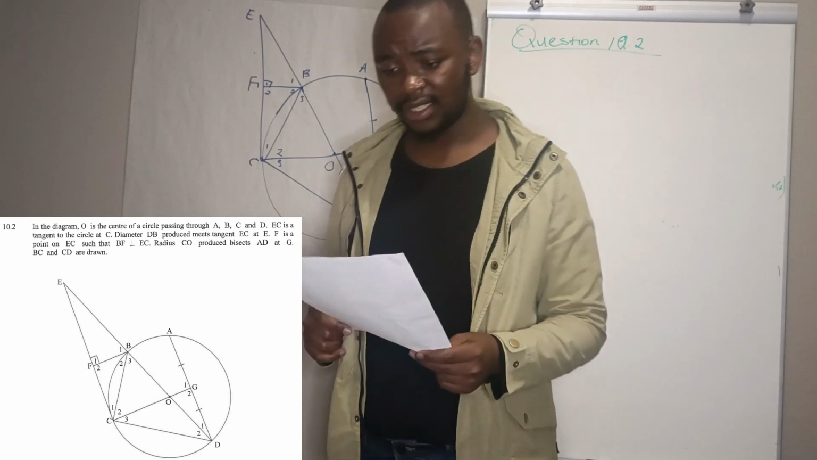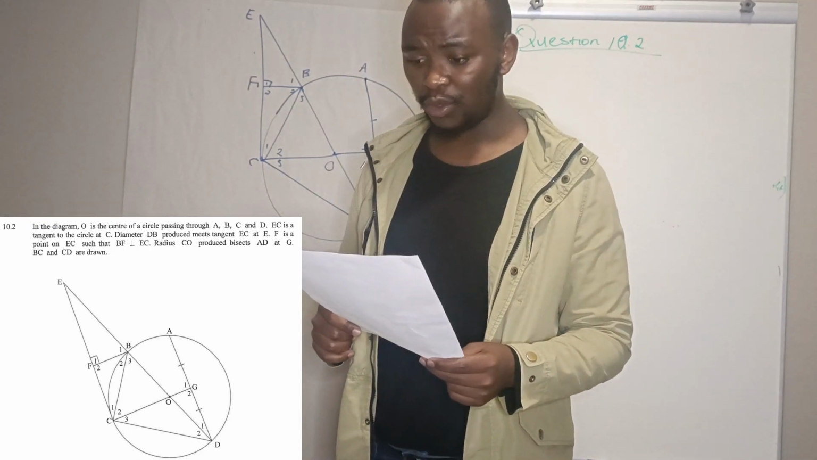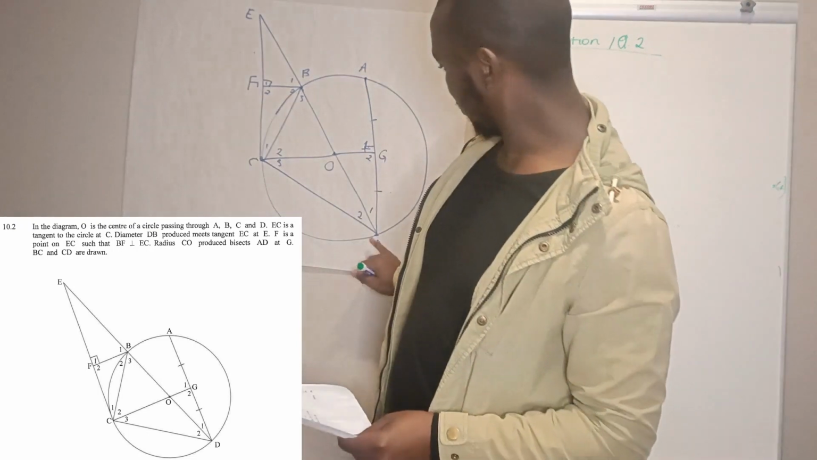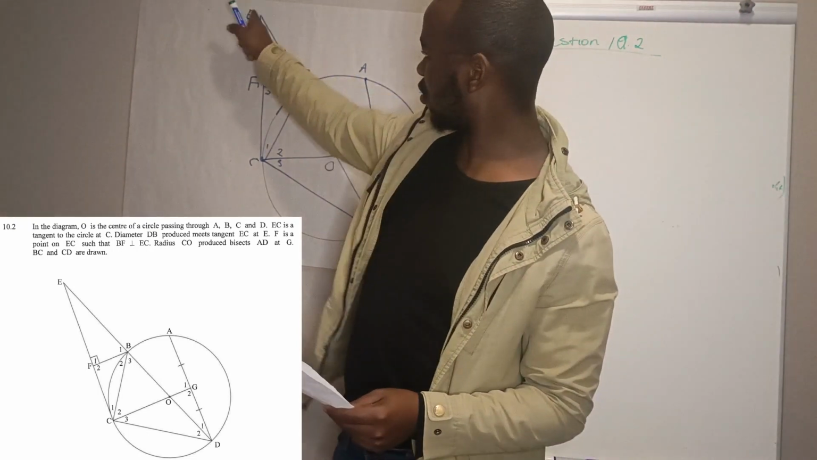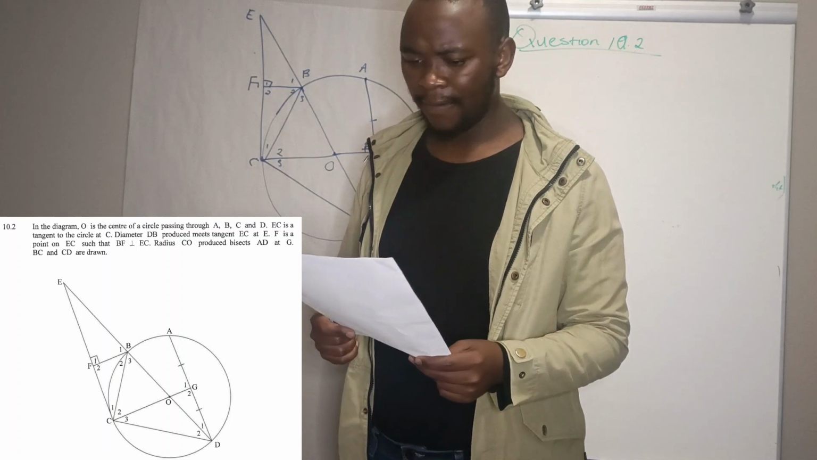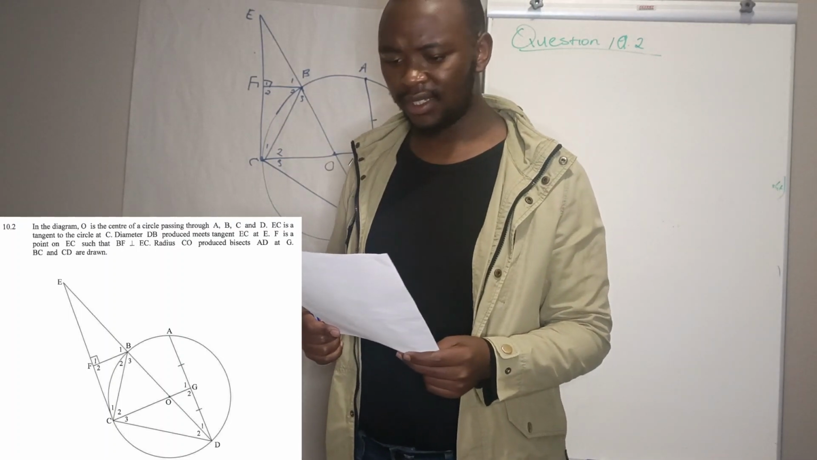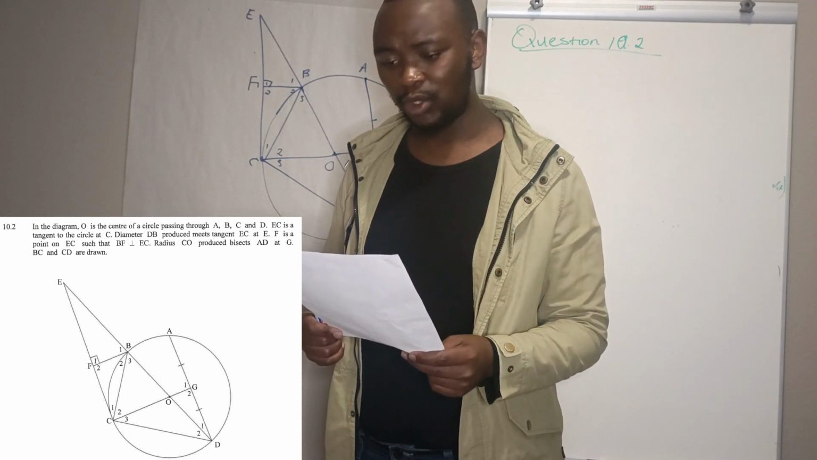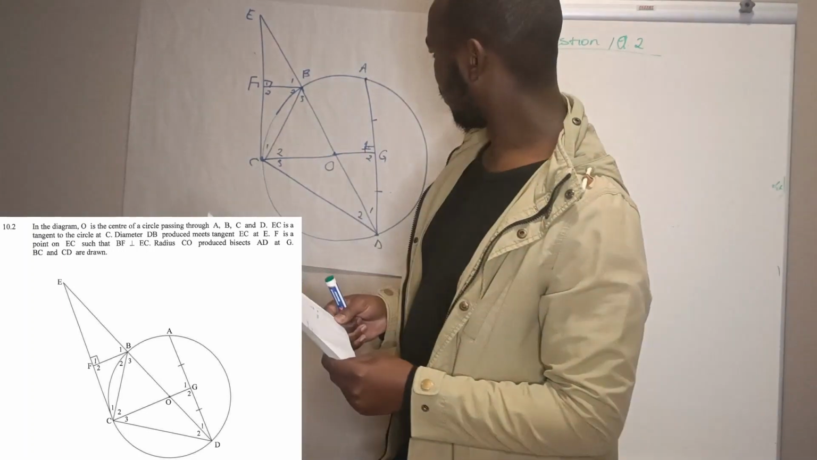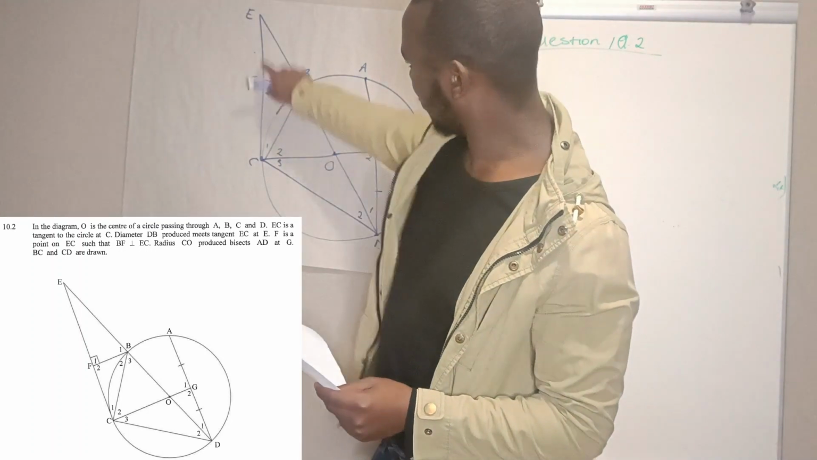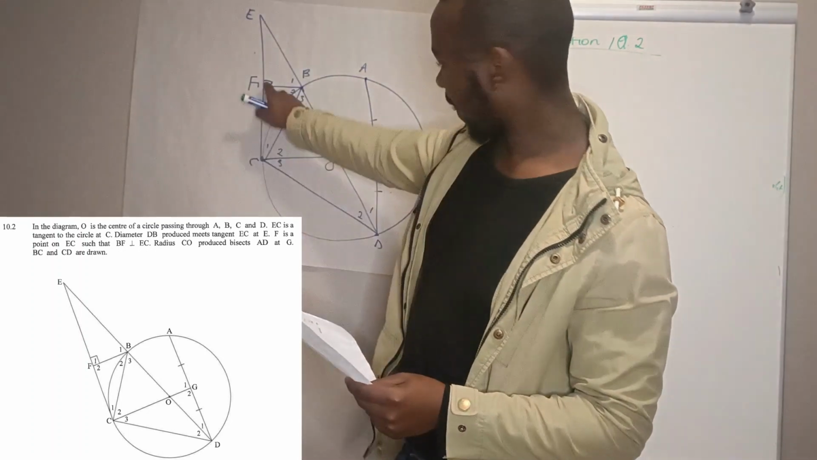They are also mentioning that diameter DB produced meets EC at E. So they're saying this diameter continues up to that point. F is a point on EC such that BF is perpendicular to EC. All right, so there is F, and they're saying BF is perpendicular to EC.